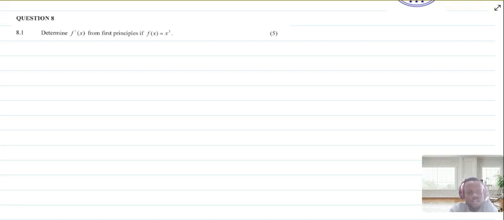Today we'll be doing calculus for grade 12. Here we are required to determine f prime of x from first principle if f of x is equal to x cubed. So we just underline the keyword, first principle.